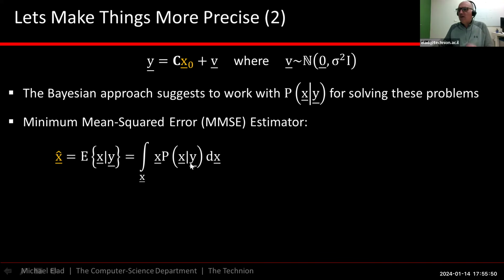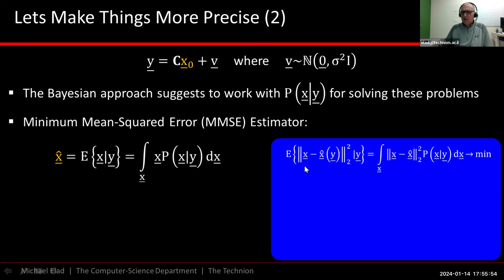Let's prove it in 2 lines. It's very simple. The minimum mean squared error estimate is basically x hat as a function of y, because it operates on y, does all sorts of computations, and comes up with a solution. And it says, listen, my distance from the true x, the L2 distance in expectation given y, is to be minimized. So let's write down the expression explicitly.